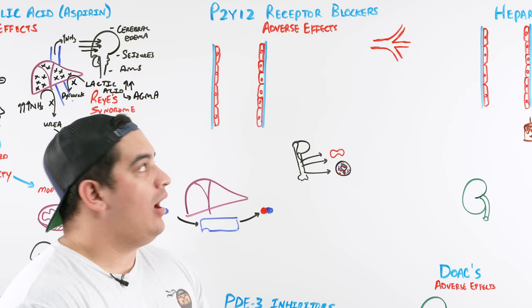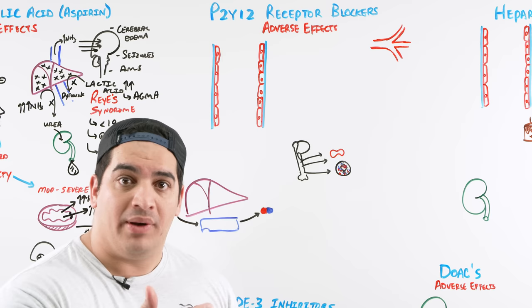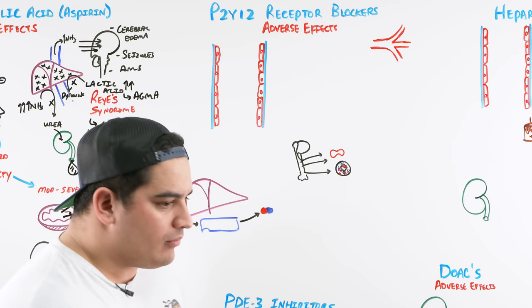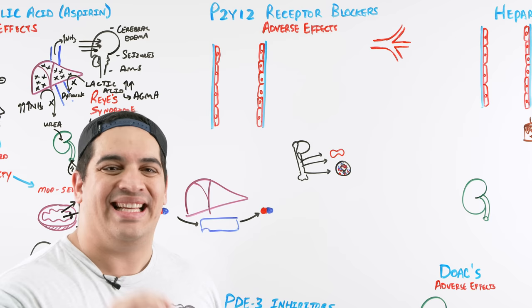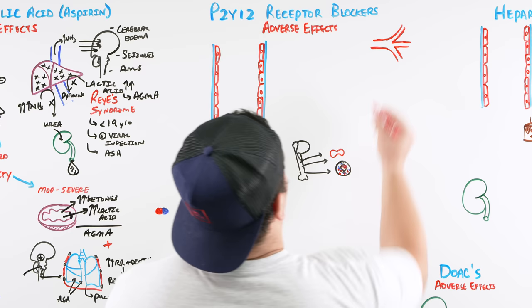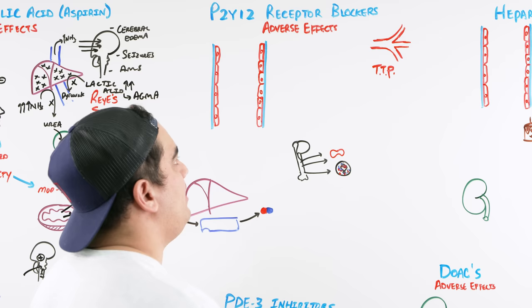So this is your clopidogrel, this is your prasugrel, this is your ticlopidine, this is your ticagrelor. One of the big things to think about with these particular drugs is, especially ticlopidine, there's a risk of something called TTP, okay? So there is an increased risk of a disease process called TTP, thrombotic thrombocytopenic purpura. Now, in TTP, what's the underlying reasoning behind this?